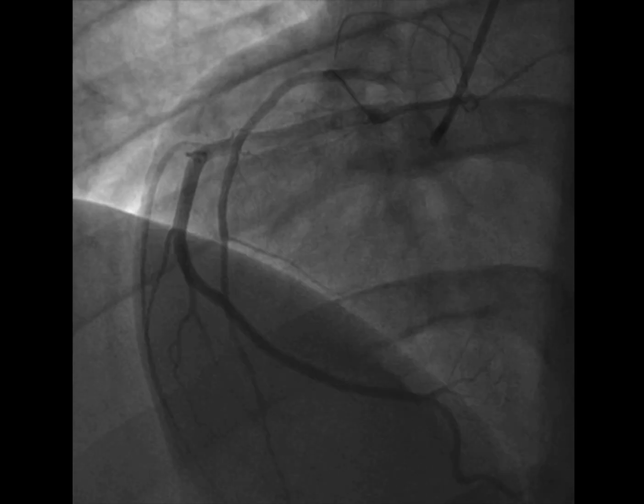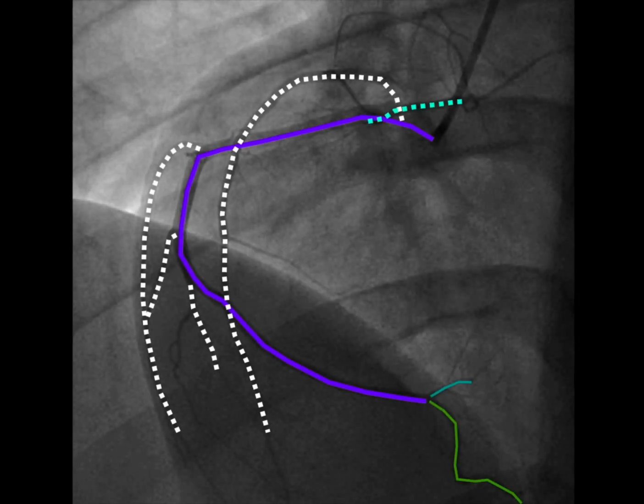So here again, purple represents the RCA, white represents the RV marginal branches. This distal color here, the posterolateral branch, I've annotated in teal, and then the posterior descending artery I've put in this fern color. I kind of made up a new color here.